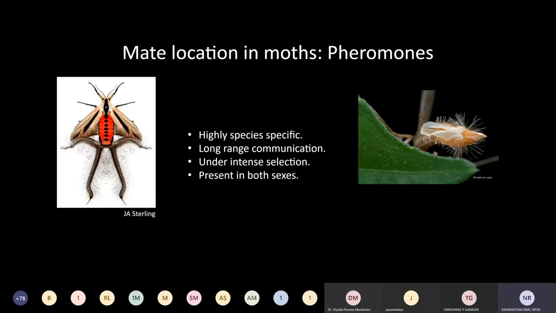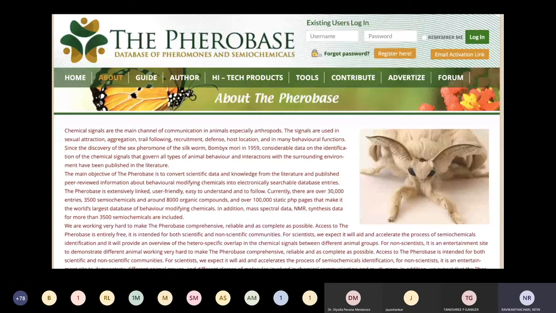And these pheromones are also under intense natural and sexual selection, because the females can only mate with those males which have very high quality and very strong signal. So over a period of time, you only have moths which have very high quality and very intense pheromones. So it is always under intense selection. That's why you have specialization of very specific compounds, and that's why you see such a huge diversity. And like I said, moths are one of the very few groups where you have pheromones present in both sexes. And this is something which is very, very interesting.